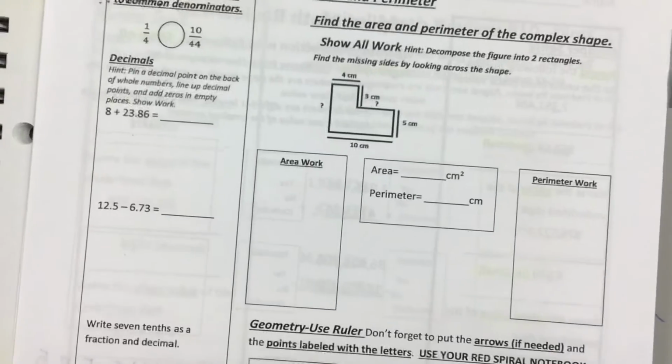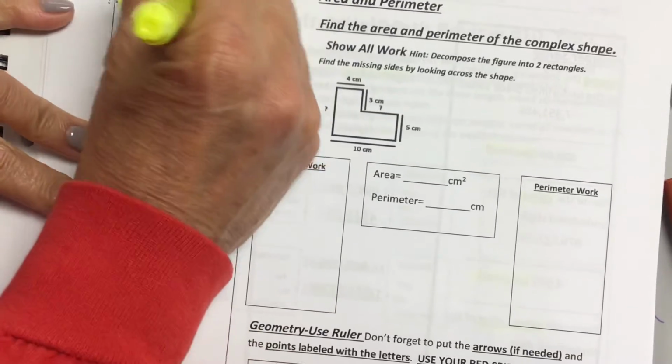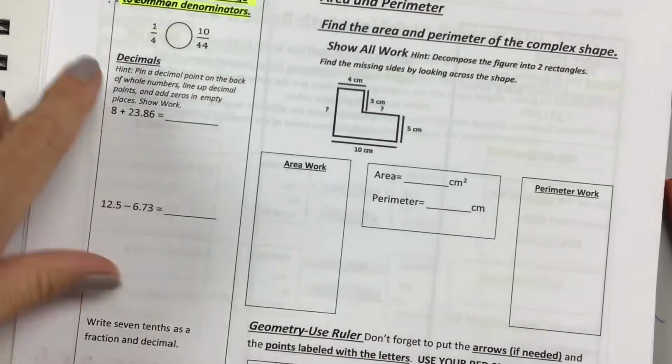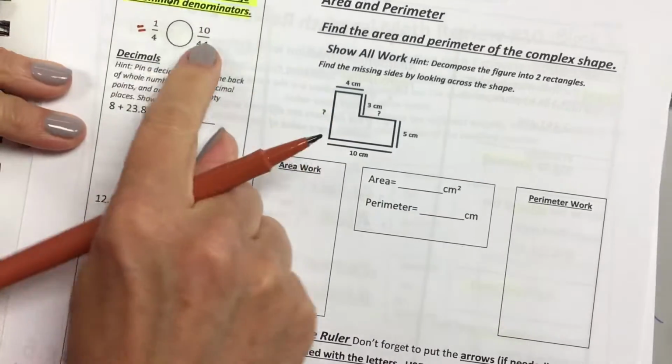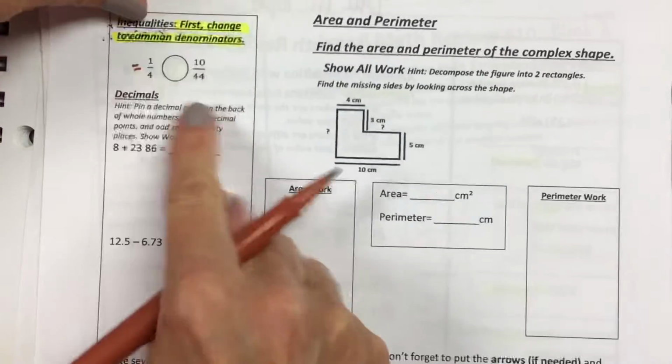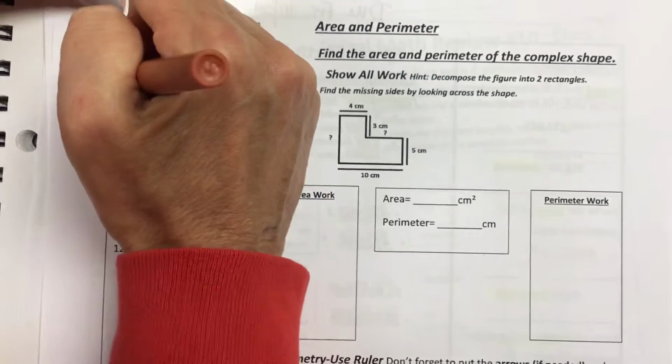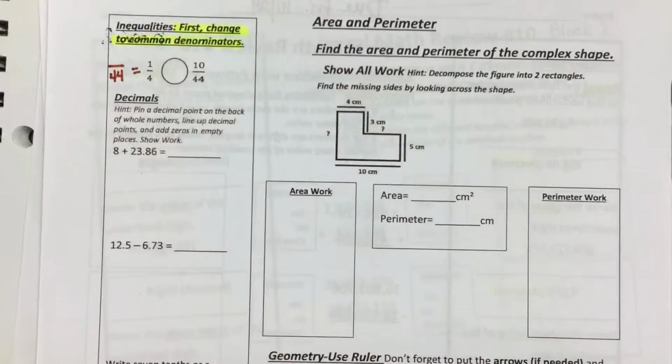Inequalities. First, change to common denominators. You have to have the same denominator. So this 1/4, we need to make an equivalent fraction that has what denominator? 44. Okay?